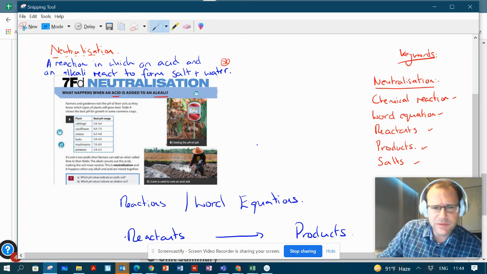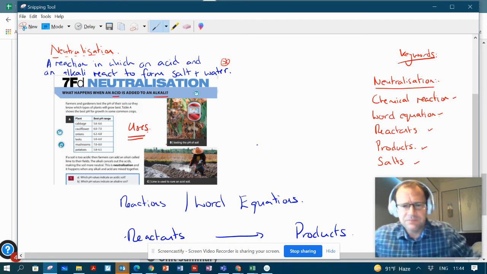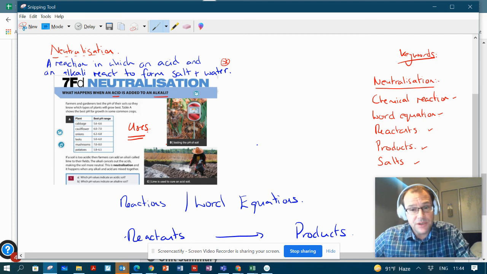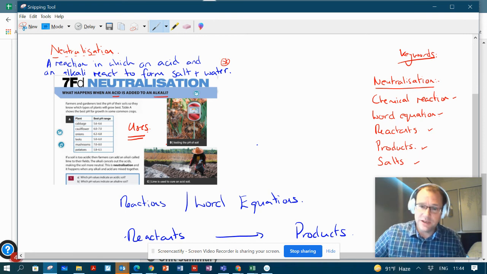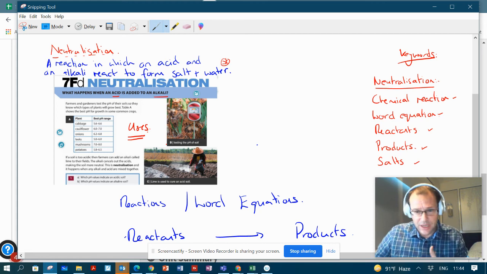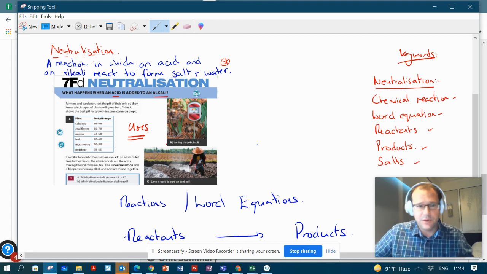So let's have a look at some of the uses of this term neutralisation when possibly something might be too acidic or something might be too alkali. What we can do is make it neutral on the pH scale, pH 7, by adding, if it's too acidic, we can add an alkali, or if it's too alkaline, we can add an acid to it.